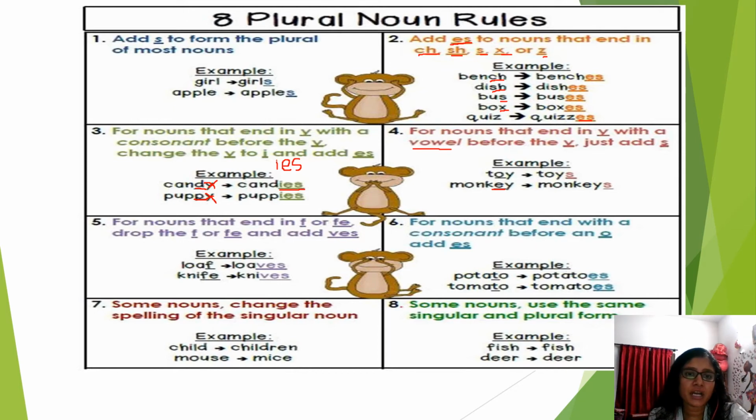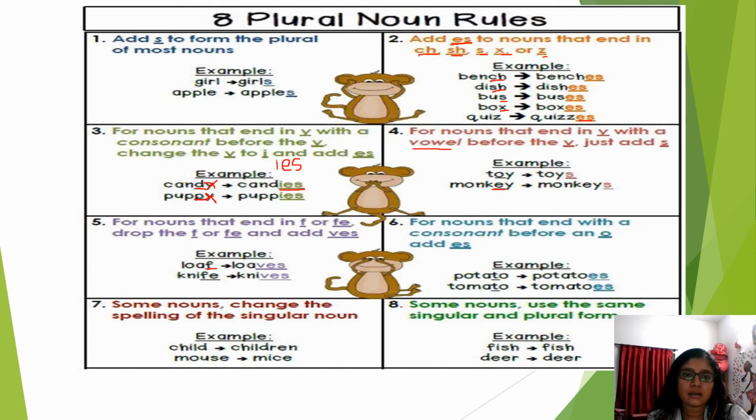Next is for nouns that end in F or FE: drop the F or FE and add VES. For example, loaf, loaves. What is a loaf? We say a loaf of bread, isn't it? So loaves, knife, knives. Here, it is a word that ends in F, and that word should be a noun, okay?